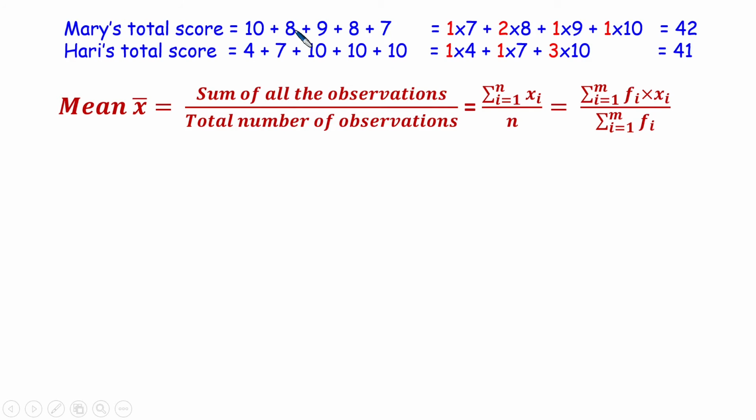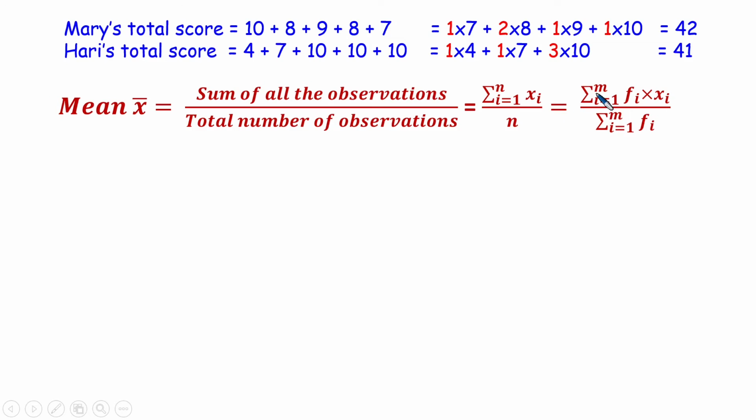x1 is 10, x2 is 8, x3 is 9. This is for Mary's. Similarly for Hari's, x1 is 4. So you can add it. This is a short form of writing the sum of all observations. And if you want, you can club these 2 eights and 3 tens. These are called the frequencies.